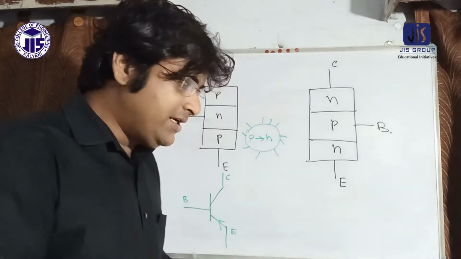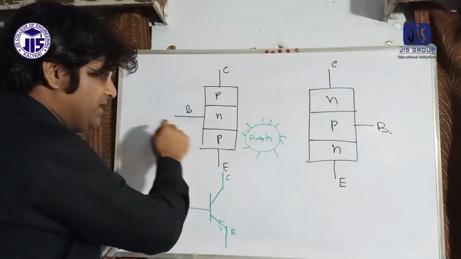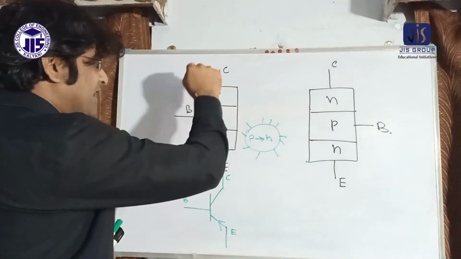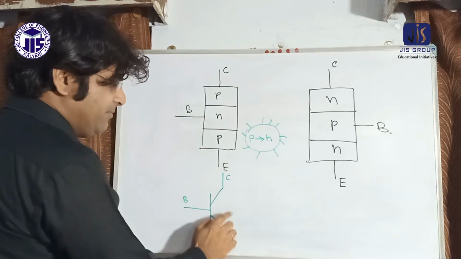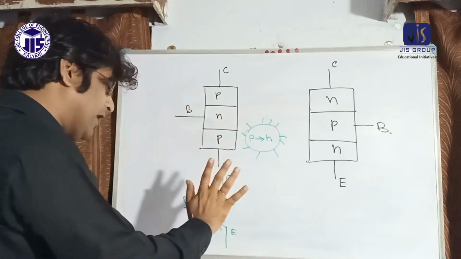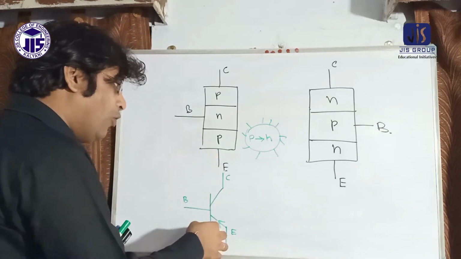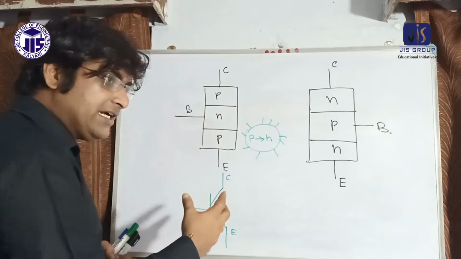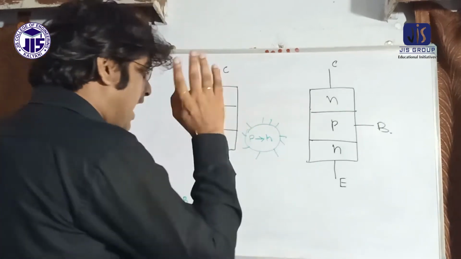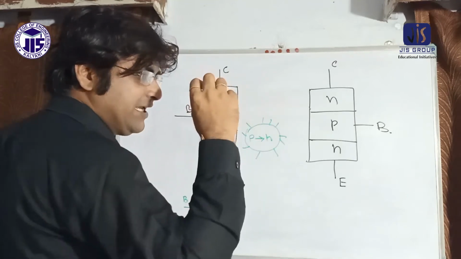Again, repeating, that is the PNP transistor. There is a base, a collector, and an emitter. Everything is the same. Okay, very good. Most students forget how to define whether it is PNP or NPN, and at that time they are confused. I am telling you, this is the concept, the P to N concept.